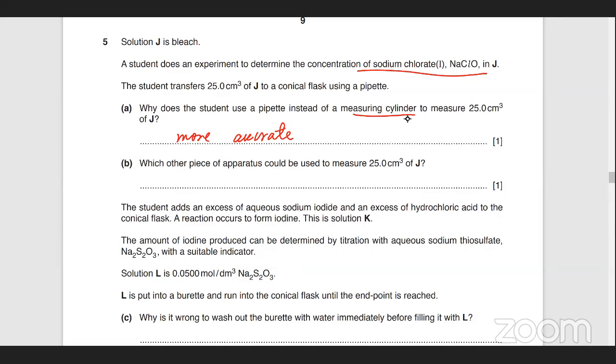Well, the good thing about a measuring cylinder is that you can measure things quickly. Pipette जो होता है ना, it has a very small opening, तो उसमें drop by drop चीजें निकलती हैं, so it's a slow device. So measuring cylinder is not accurate though. अच्छा, which other piece of apparatus could be used to measure 25 cm³ of J?